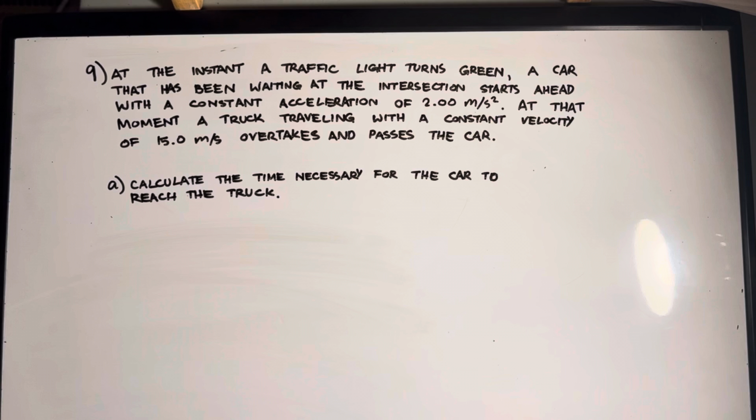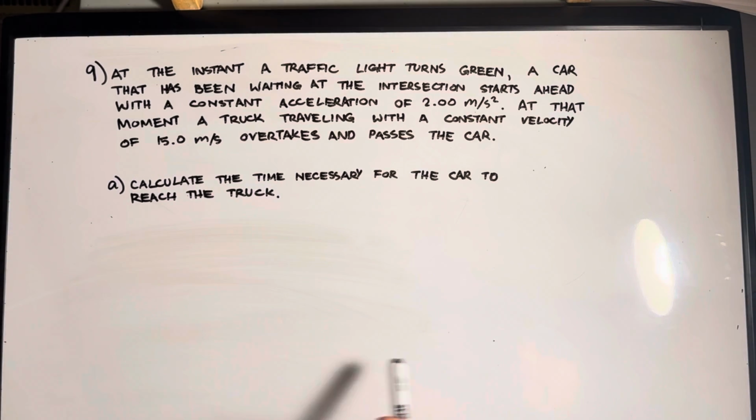Number 9. At the instant a traffic light turns green, a car that has been waiting at the intersection starts ahead with a constant acceleration of 2 meters per second. At that moment, a truck traveling with a constant velocity of 15 meters per second overtakes and passes the car. Calculate the time necessary for the car to reach the truck for part A of this problem.